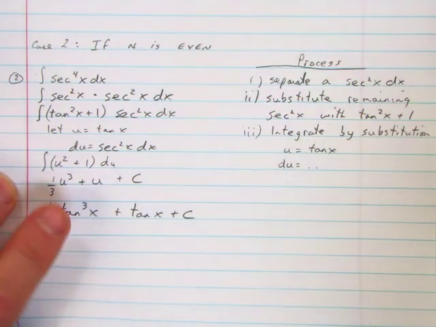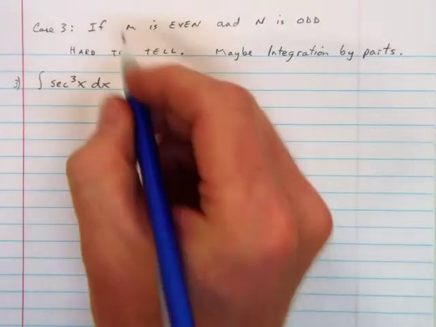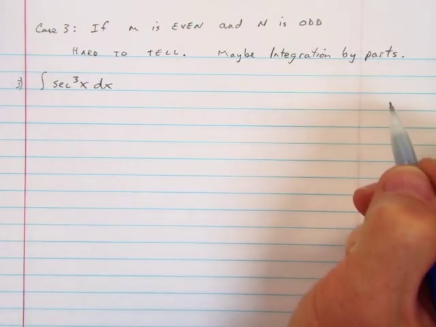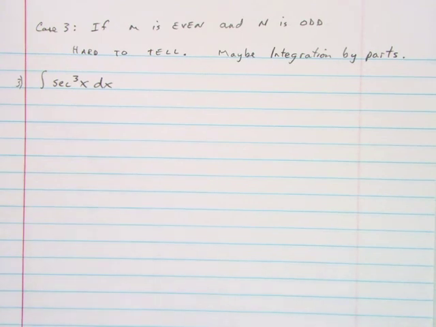Now the third case. The third case is the hardest one because we don't have a nice simple formula that we could follow. We have if m is even and n is odd. This one's hard to tell. There's no hard and fast rule we can say is definitely going to work. We can try something like integration by parts and see if that works.